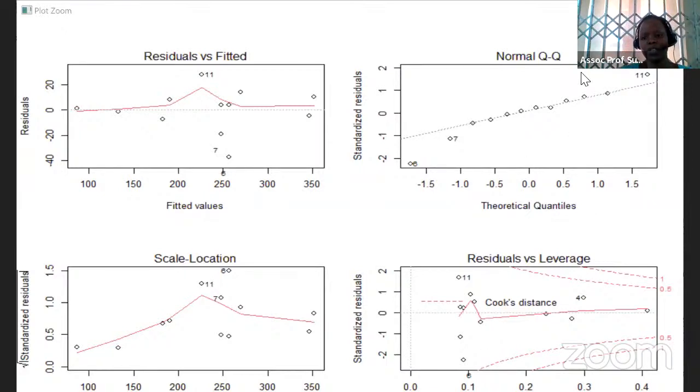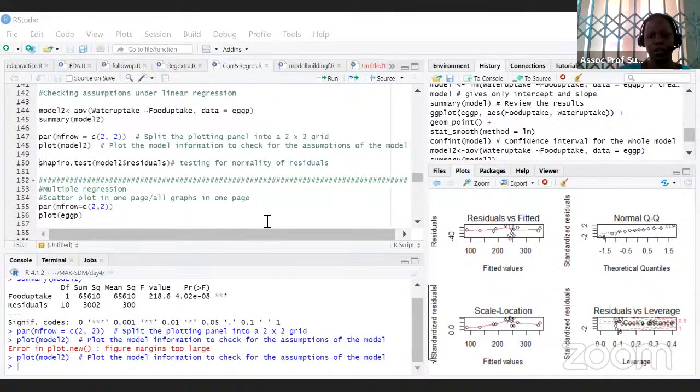Okay, so I'm going to stop sharing and then share the R script. Okay.